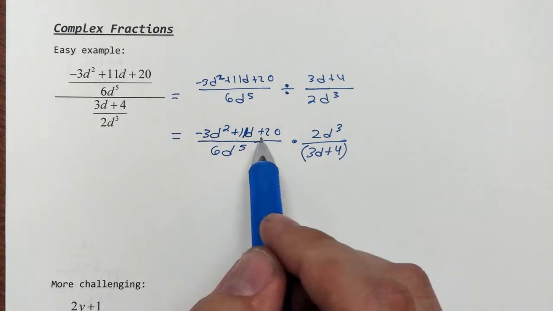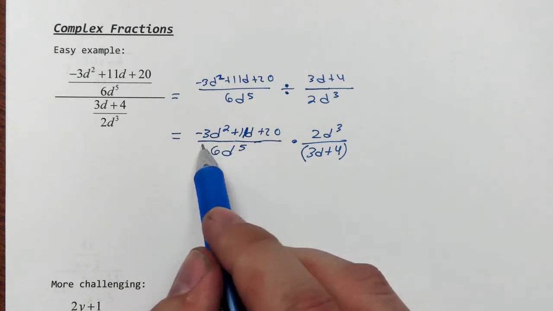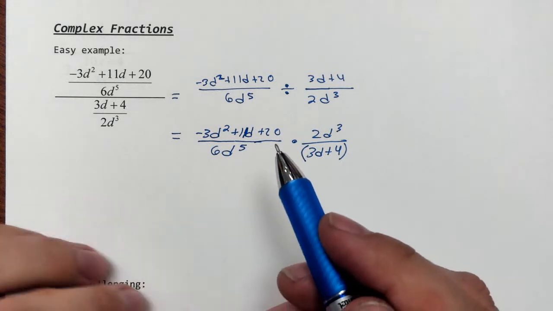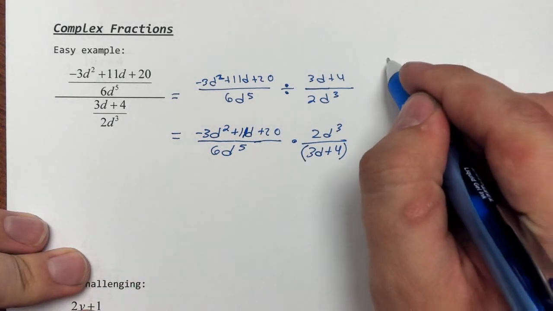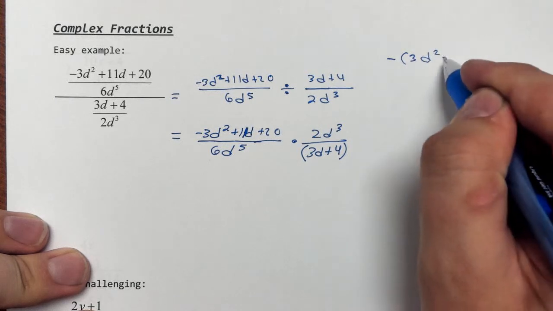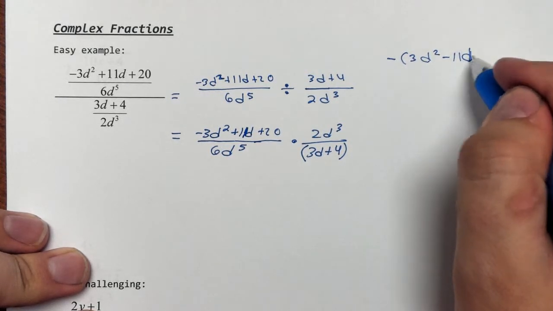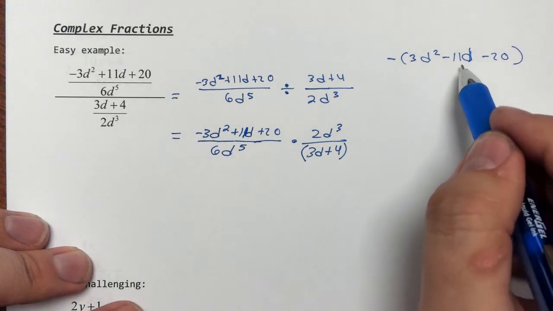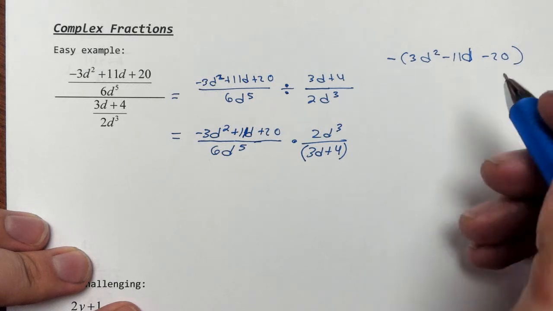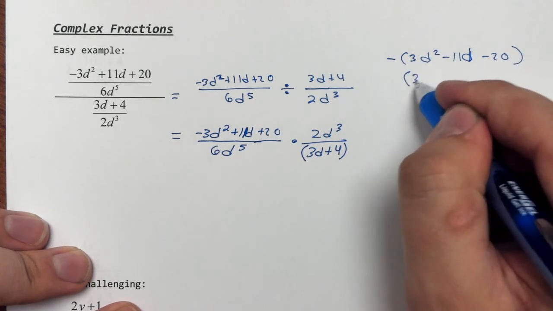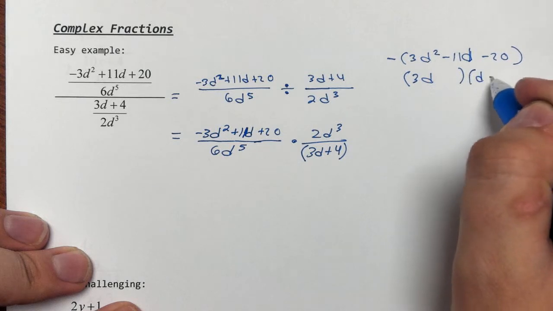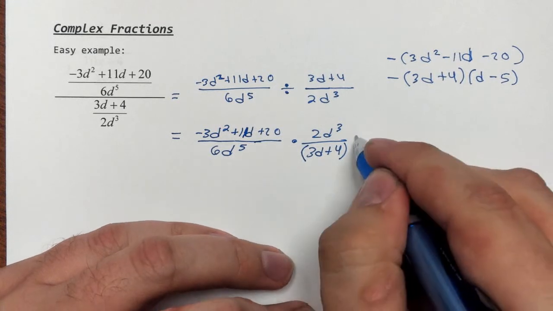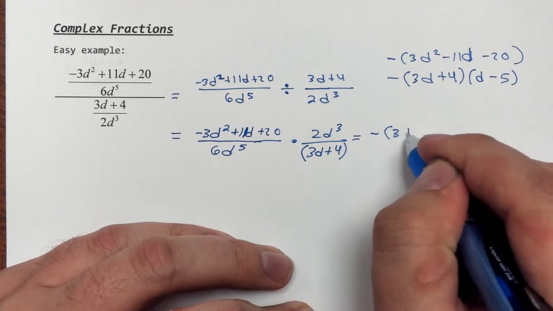Up here I do have a polynomial that I need to factor, though. If you take out a leading negative, you'll be left with 3d squared minus 11d minus 20. Think about that for a second. What is that? Negative 3d squared minus 11d minus 20. So then I would need factors of negative 60 that add to negative 11, which is negative 15 and positive 4. So that means I would need those as my factors. So if I factor this, what I get is right here.